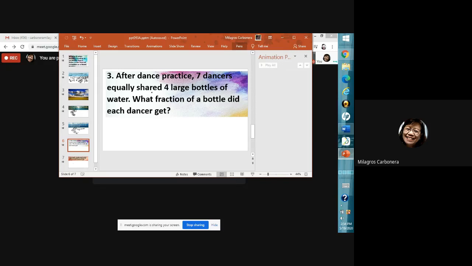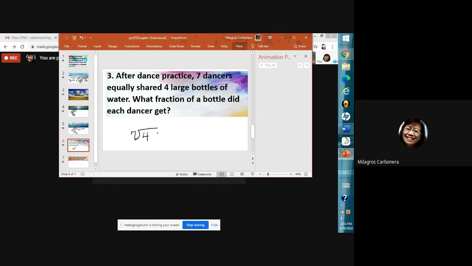So we divide, okay? And I am going to use the house again because my numbers are both whole numbers. Now, there are two numbers given here, 7 and 4. 7 represents dancers and 4 represents large bottles of water. Which between the two numbers is to be divided? Which is to be shared? The dancers or the large bottles of water? Of course, the 4, because 4 represents bottles of water and 7 represents the dancers. And of course, we cannot cut dancers or divide dancers, okay?